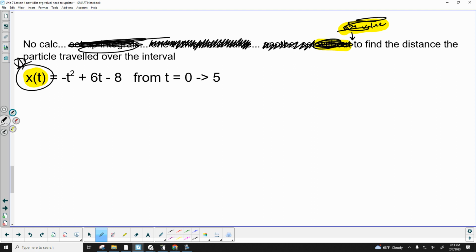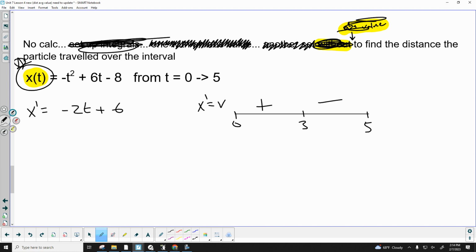Watch. I'm going to do a sign analysis of v because that's the key for so many of our questions in this unit, and it will be the key for our distance questions too. x prime is v, with critical points 0, 3, 5. Positive until 3, negative from 3 to 5. We looked at this very same function earlier too. That tells me my position increases and then decreases.